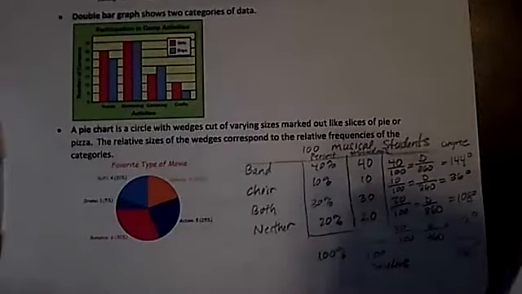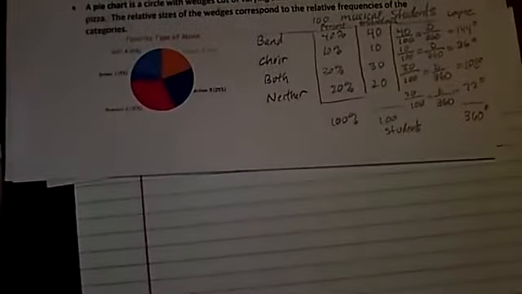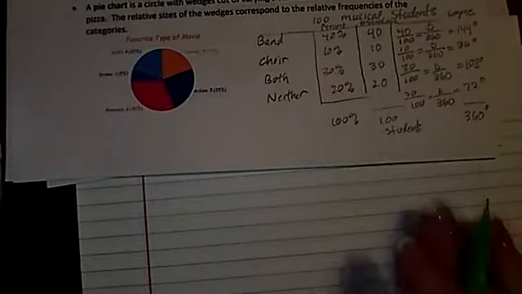Okay, so let me show you how to do a pie chart with that information. I'm going to try and keep that information on right here. So what you're going to need is a protractor. And I've got to find where my protractor is.